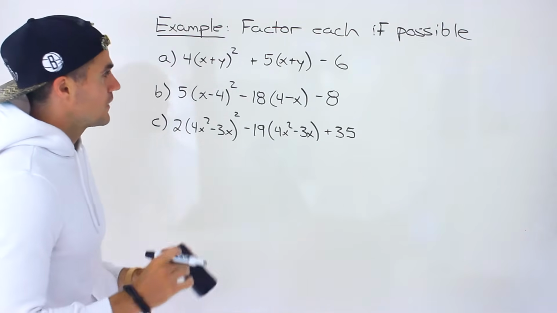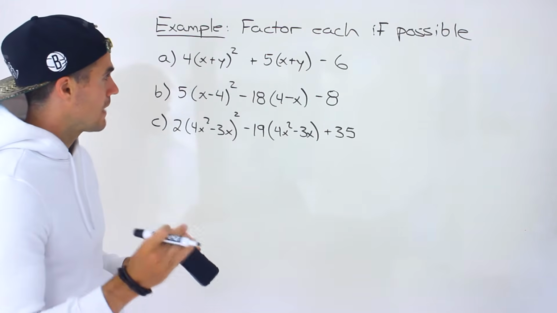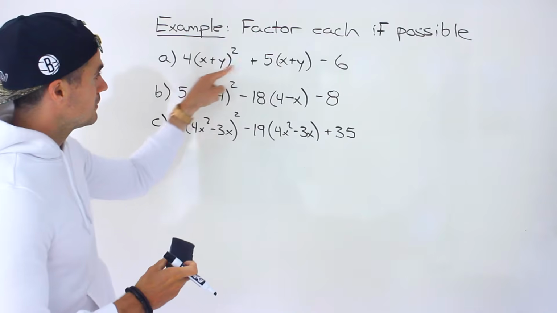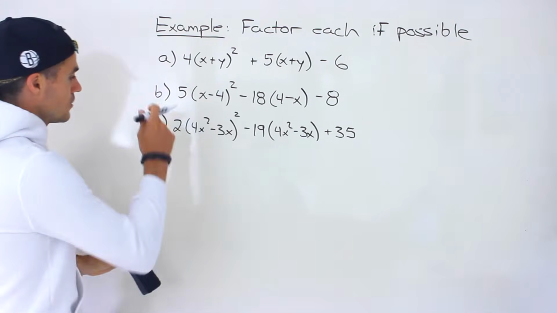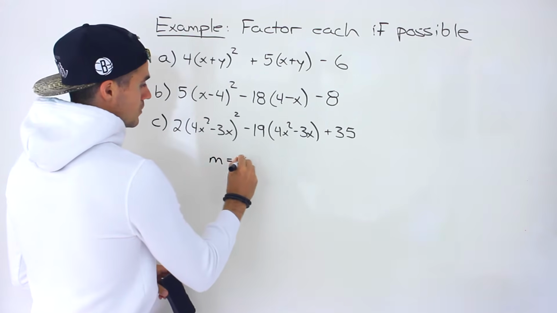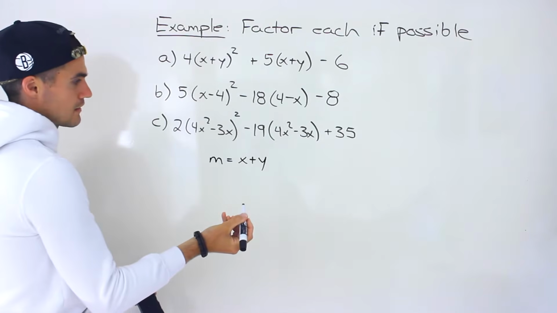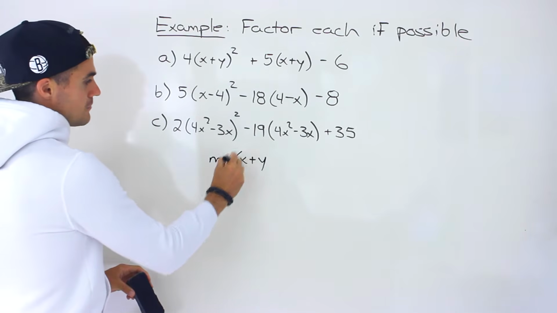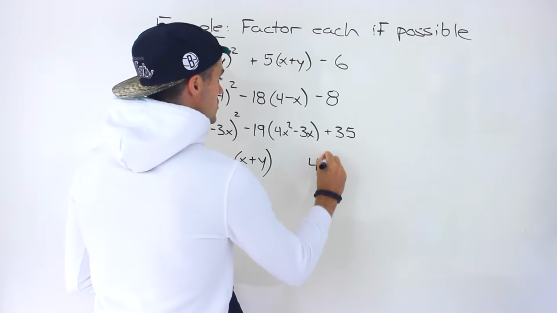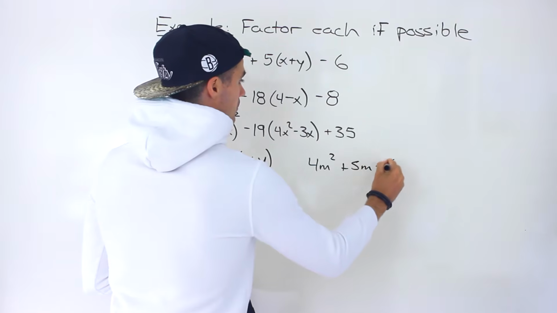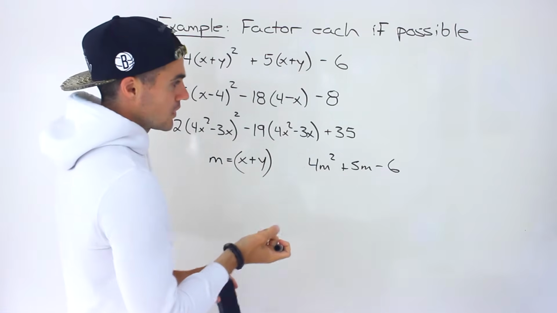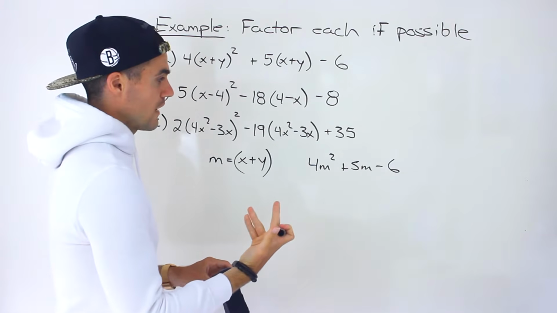Whenever you run into a pattern like this, what I recommend is introducing a variable that you could sub in for those brackets. Notice with part A, we have this x plus y in both of these. So I'm going to let m equal x plus y. If we let m equal that bracket x plus y and rewrite this, we end up with 4m squared plus 5m minus 6. We basically change this to just a simple quadratic that we are comfortable with factoring at this point.